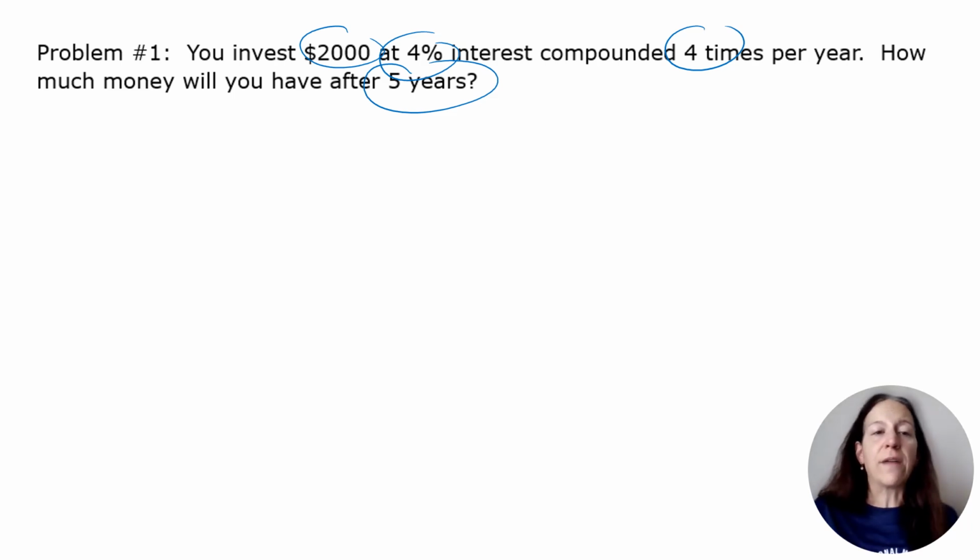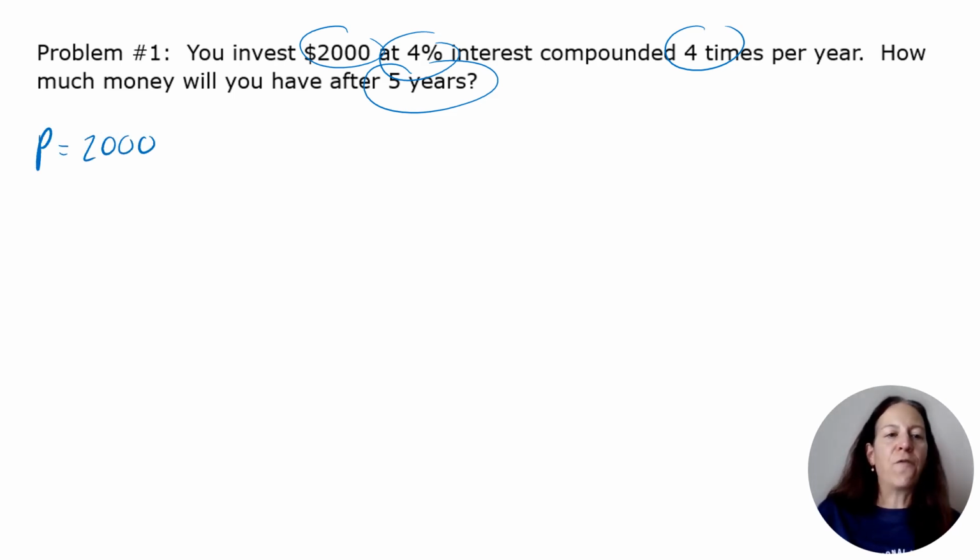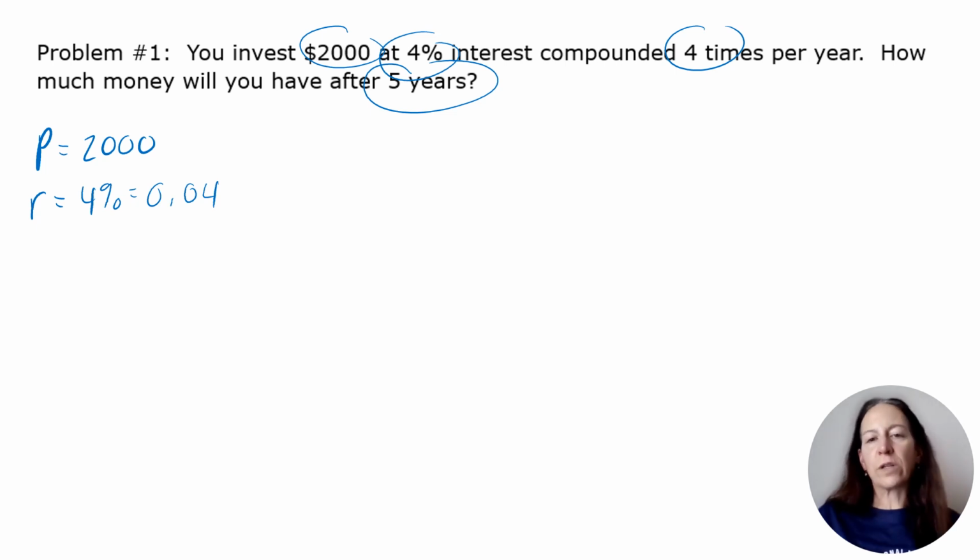So I've got the $2,000. What is the $2,000? Well, it says you invest $2,000, so that sounds like it is the starting amount. At 4% interest, so that is my R value. And don't forget, you want that as a decimal. It's compounded 4 times per year. This is that N value. Okay, it's how many times per year it's compounded.